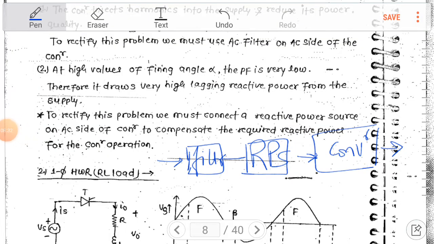So we can summarize the above points using this diagram. The AC input has to pass through the converter, and we have to convert this AC to DC for use by the load. This AC input is first filtered, then it passes through the reactive power source, which adds reactive power to it, and then it passes through the converter and is supplied to the load.